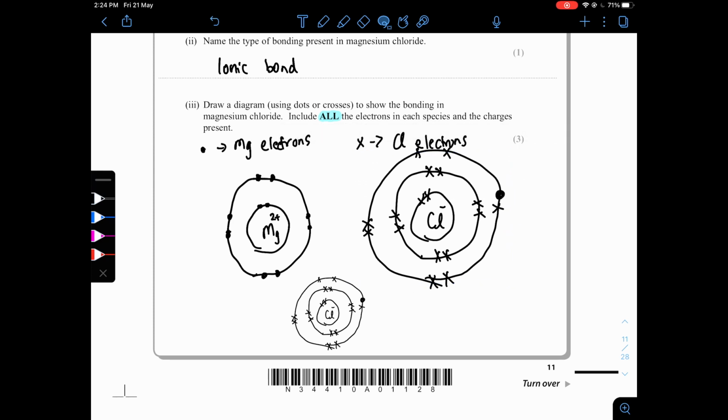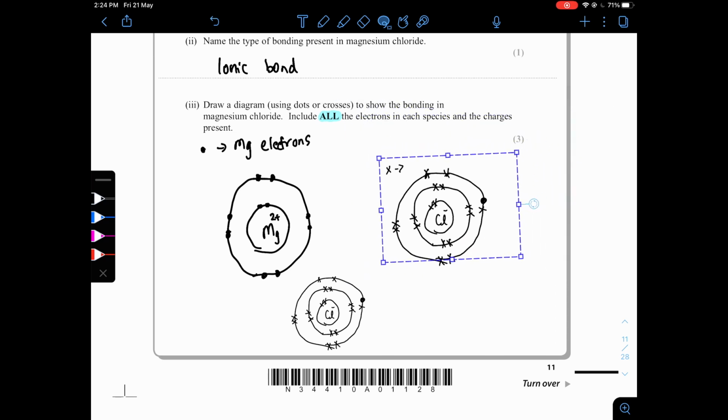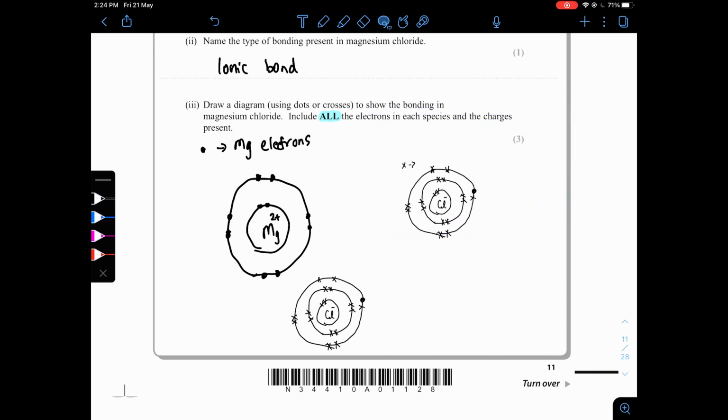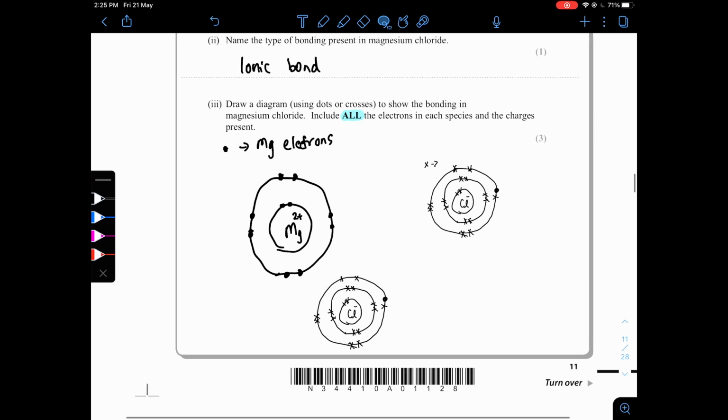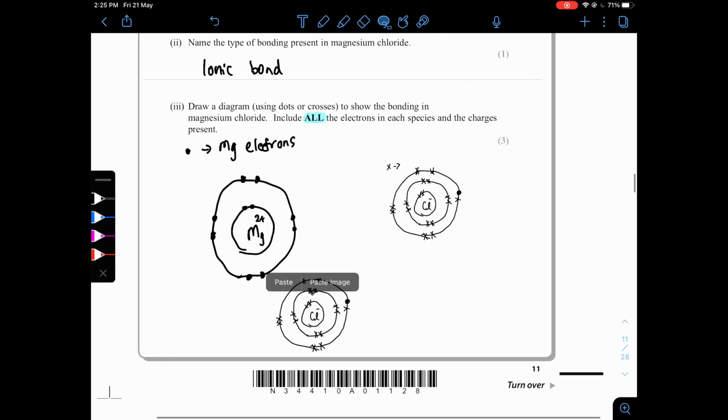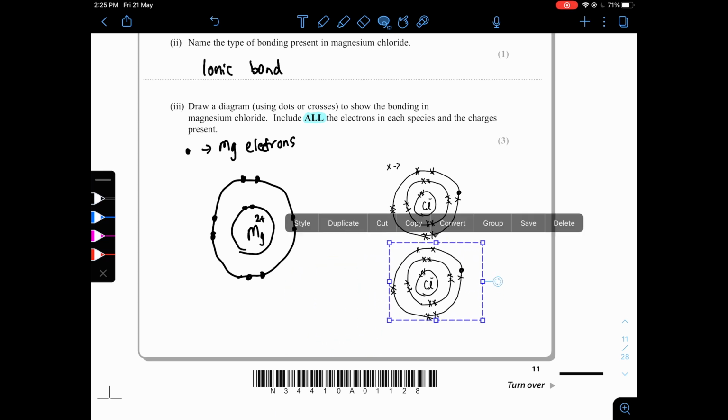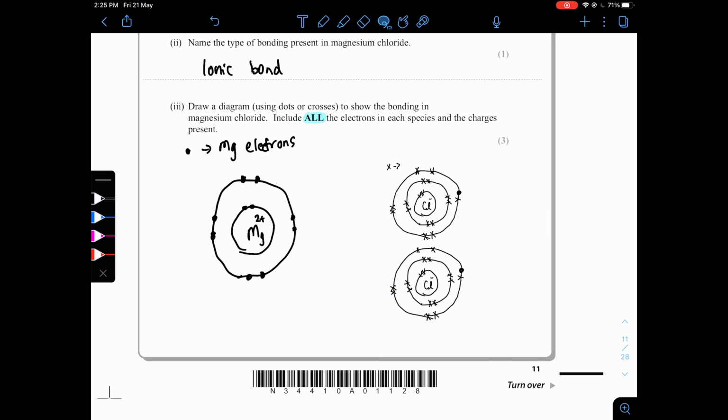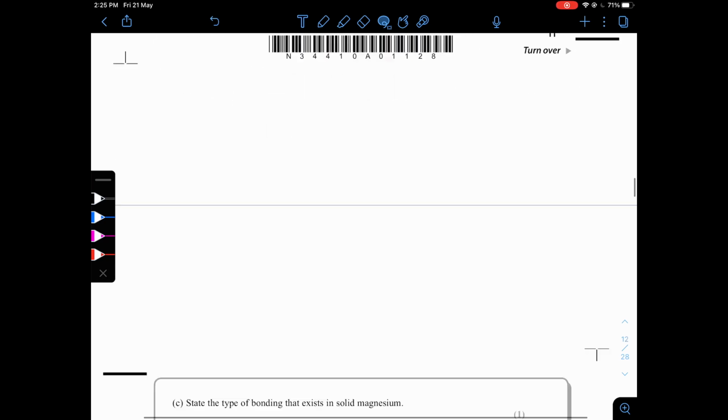Okay, but you get the point. So if I just remove this from here and try again, yeah, okay, now I can probably do it. Yeah, so we have two chlorine molecules, and this one also. So these are our two chlorine molecules, and this is our one Mg molecule over here. This would give you all the marks.